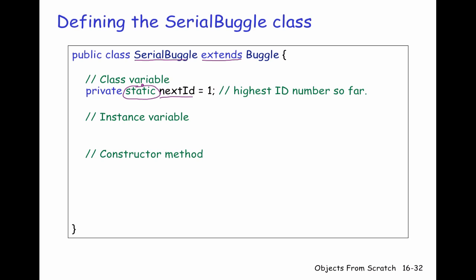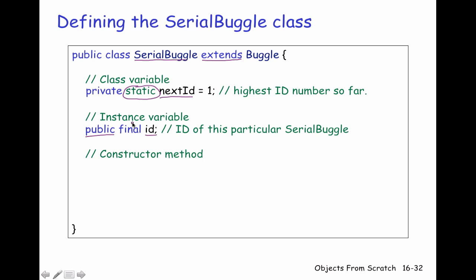We also want each Buggle now to have an instance variable. We will name that instance variable id. As I said before, we will make it public so anyone can access it. And we will also declare that it's final. This means that once we specify the id of a SerialBuggle, although others can access it by saying .id, they will not be able to change it by saying .id gets. So this makes the instance variable effectively immutable.